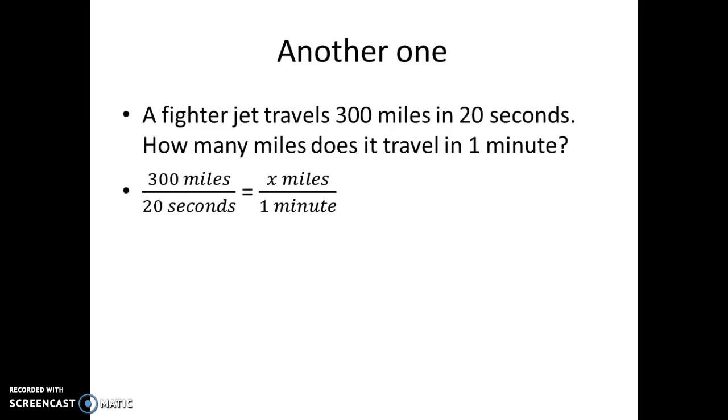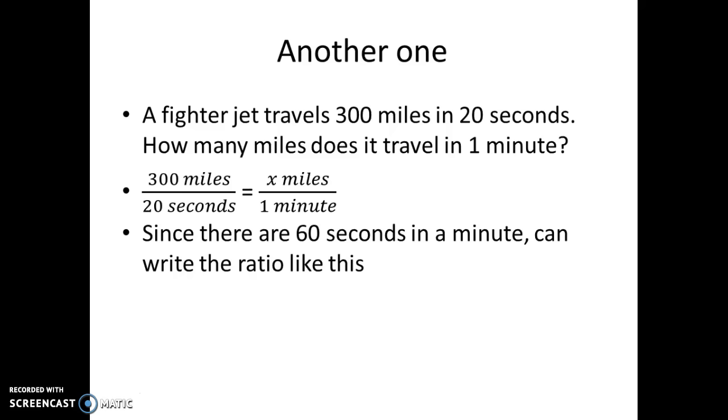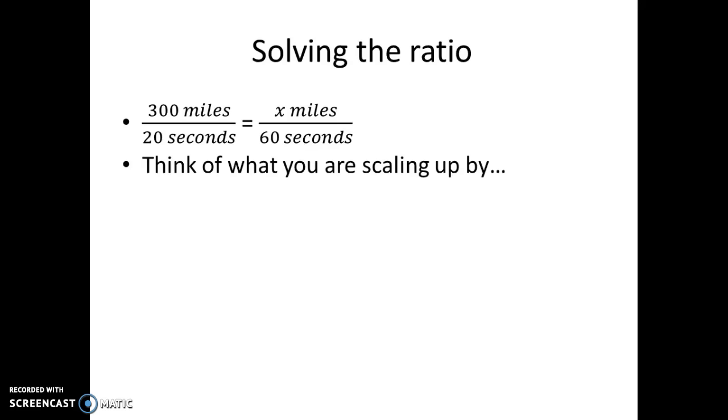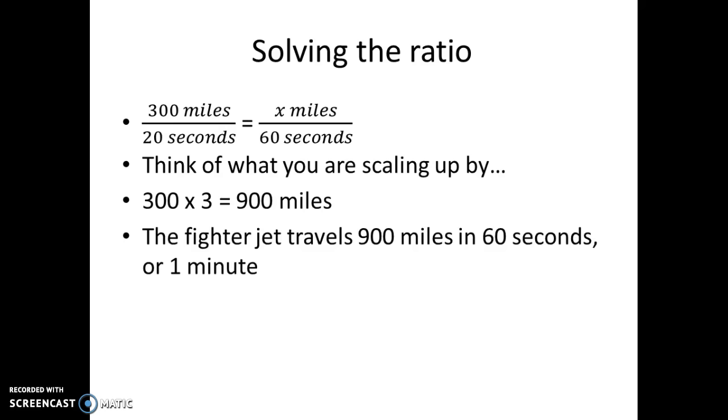I need to figure out my conversion from seconds to minutes or minutes to seconds. Since there are 60 seconds in a minute, I can write my ratio like this: 300 miles per 20 seconds equals X miles over 60 seconds. So now I realize that I'm going to be scaling up from 20 to 60 by multiplying by 3. So then I can do 300 times 3 to get 900 miles. So the fighter jet travels 900 miles in 60 seconds, or in 1 minute.